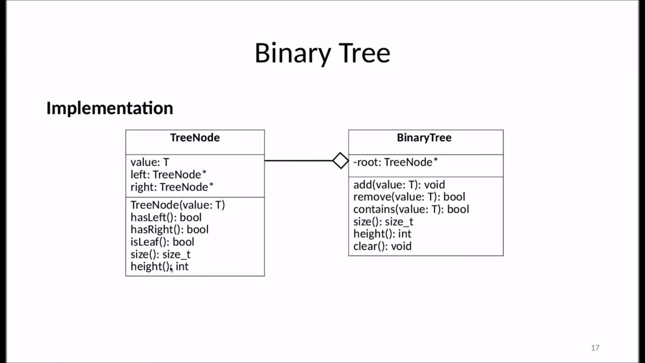Then I have the binary tree class. The binary tree has just a single node, which is the root node of the tree. And then it has the functions for adding, removing, containing, and getting the size of the tree, the height of the tree, and clearing the tree.